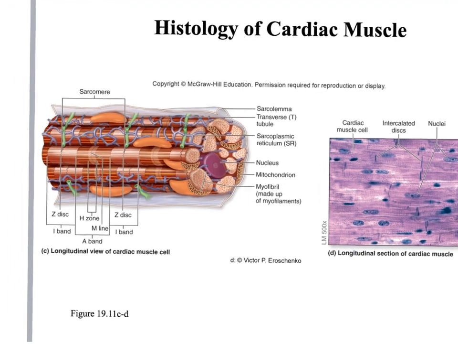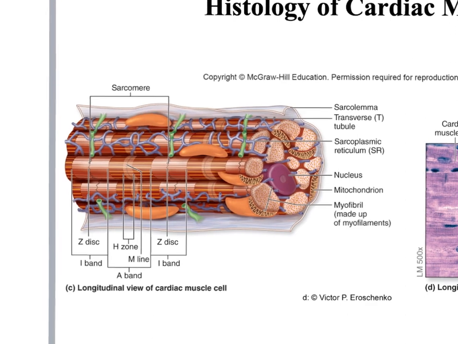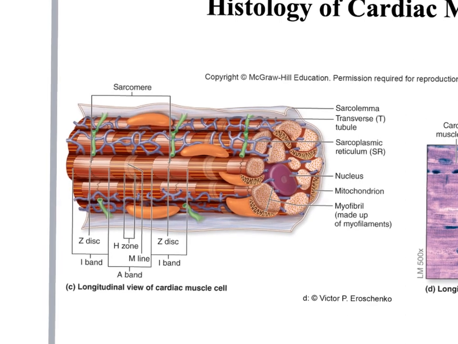So we still have an H zone. They're striated, so you see the difference in H zone and Z disc. It shows you where the sarcomere is, and the sarcomere is going to shorten upon contraction. So all of that stuff is the same physiologically as what we've seen in skeletal muscle.